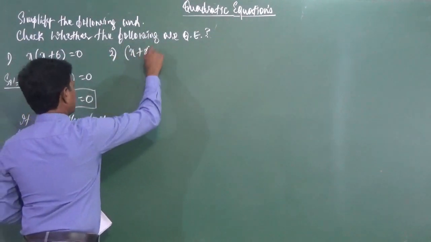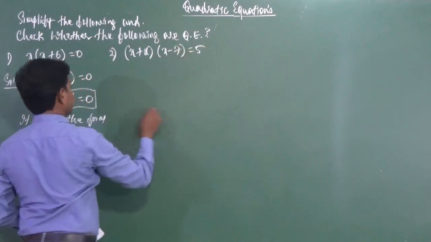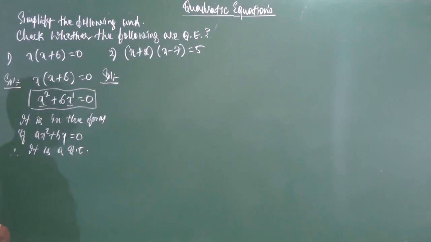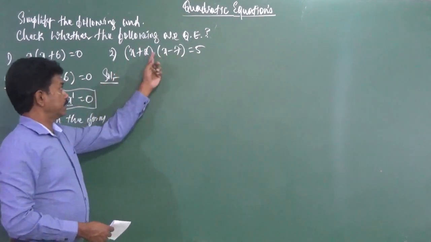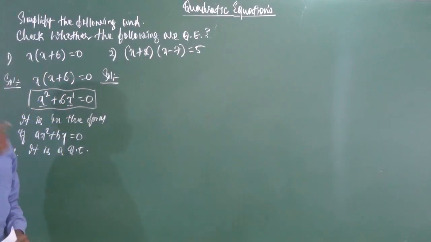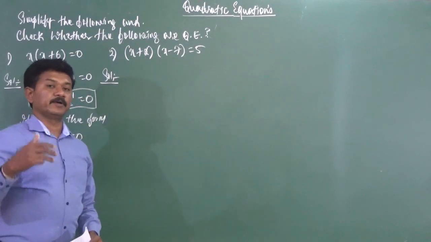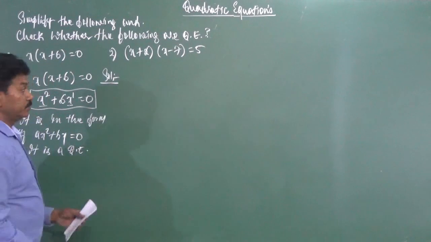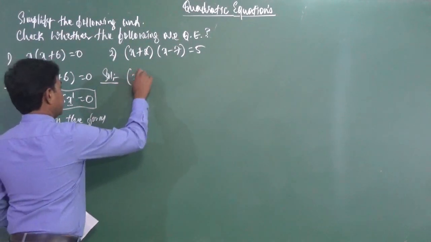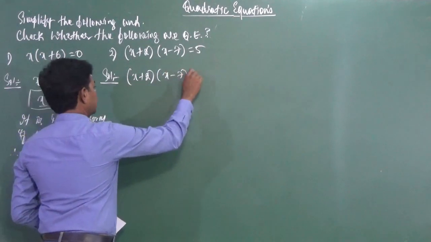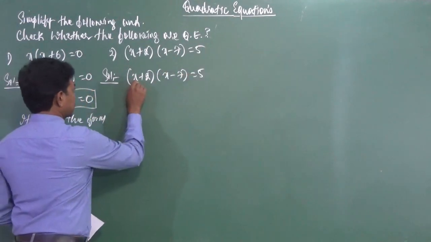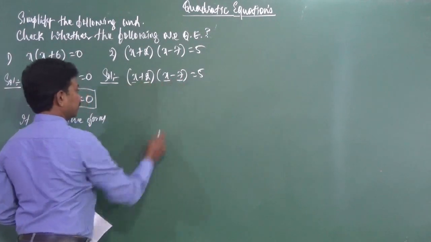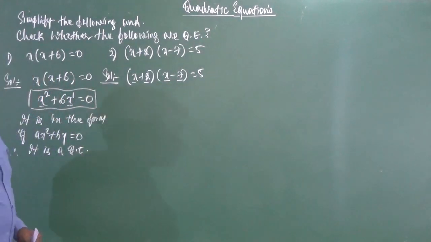X plus 2 into x minus 7 is equal to 5. So here we have two binomials which are going to get multiplied. So we have to multiply both the binomials as per the distributive property of multiplication, what you have learnt in your maybe 7th standard classes, right? First term into first term, second term into first term, with sign. You have to multiply, right?